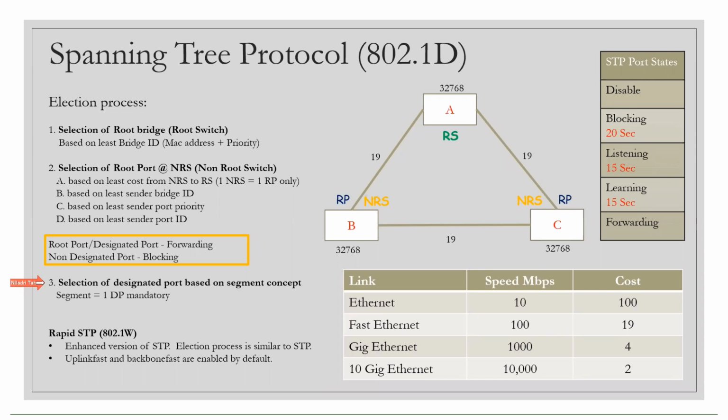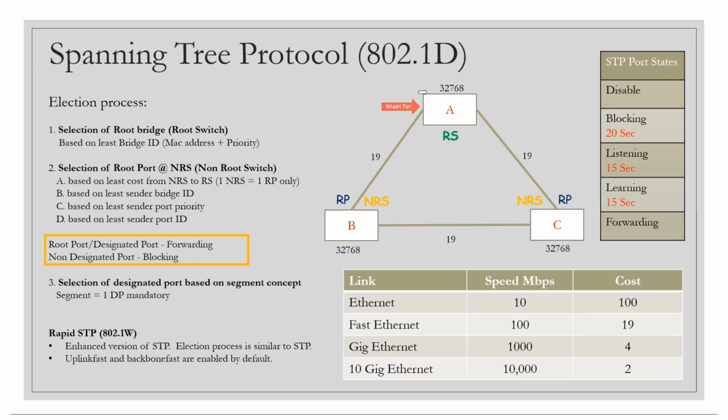So selection of designated port is based on the segment concept. Now a segment is this, B and A. This path is a segment. Similarly, A and C is a segment. B and C is a segment. So in this particular topology, we have got three segments. Selection of designated port is based on the segment concept, and in one segment you need to have one DP. You cannot have a segment blank. Like if this segment's one end is a root port, you cannot keep the other blank. You need to have one DP in a segment, which makes it simple.